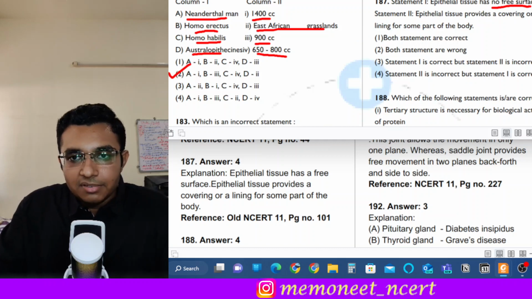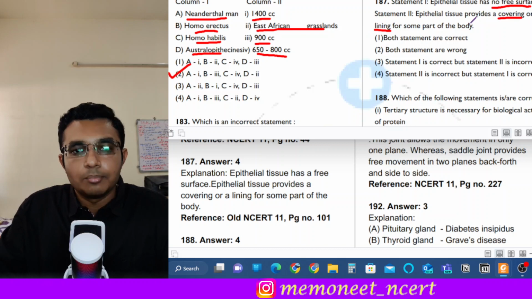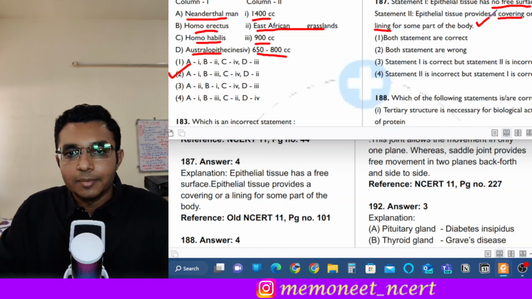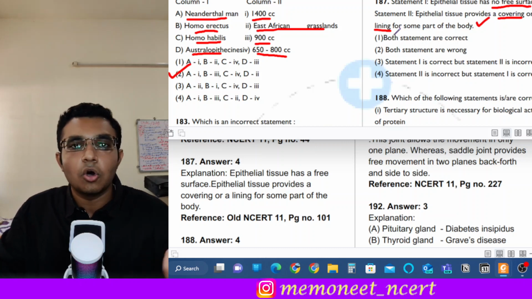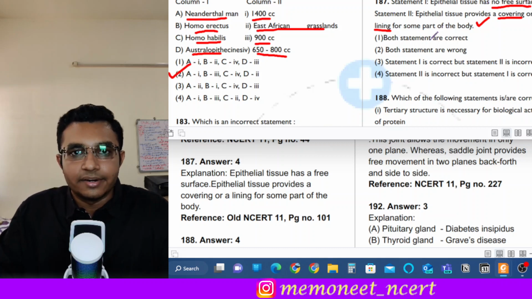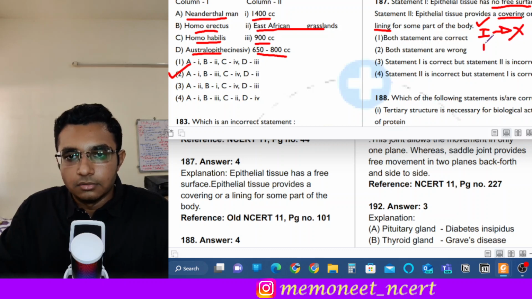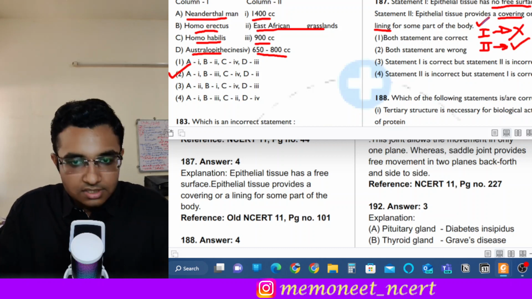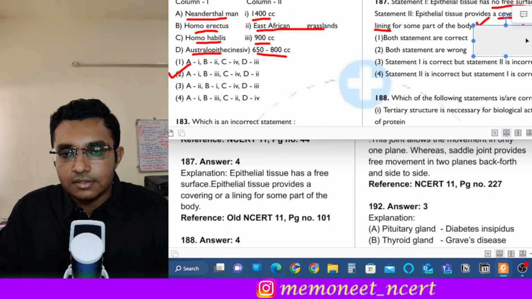Next statement is epithelial tissue provides a covering or a lining for some part of the body. So as I discussed, this is a correct statement, because epithelial tissue is responsible for providing covering or lining of some part of body. So here the statement 1 is incorrect and statement 2 is correct. Now you might be seeing in the option that there is no such option, but here there has been a typing mistake. Okay, so here the correct option will be that statement 1 is incorrect and statement 2 is correct. Okay, I am repeating again that in the question paper there is a typing mistake, and the correct answer for this question is statement 1 is incorrect and statement 2 is correct.